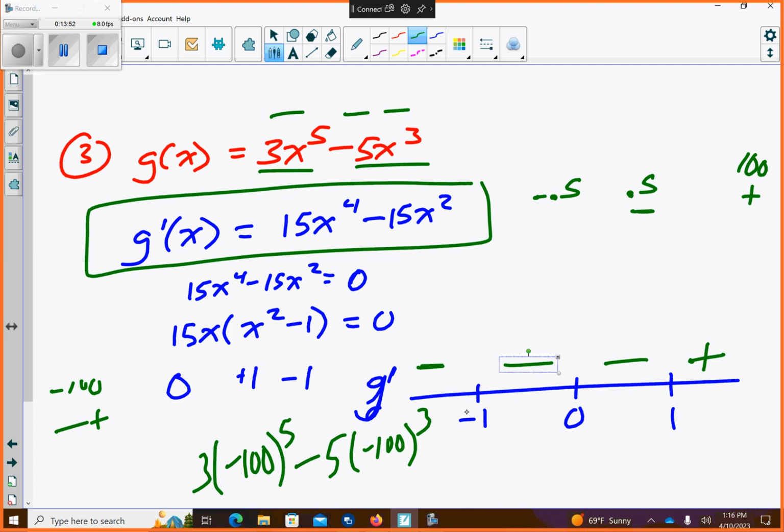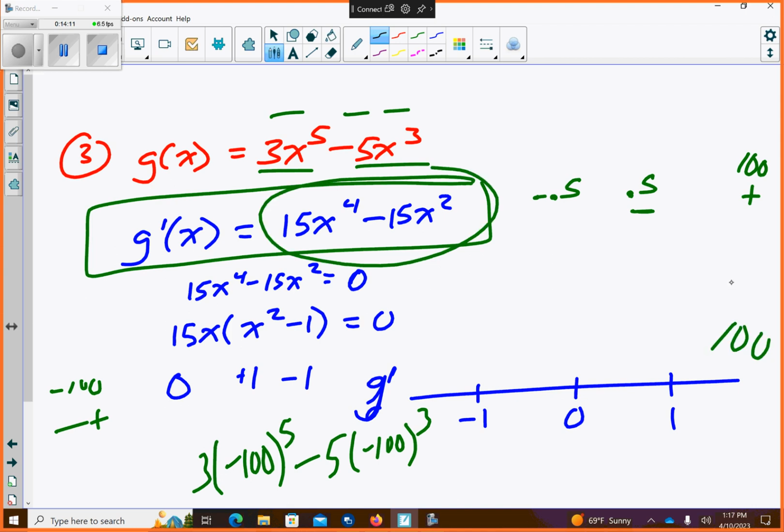Friends, I goofed. And I know you all think I'm perfect, but I goofed. And this is where I goofed. These are right, but I'm going to show you why I was wrong. If I picked, say, 100 and I plugged it in, looking at this, that's going to give me a really big positive number.